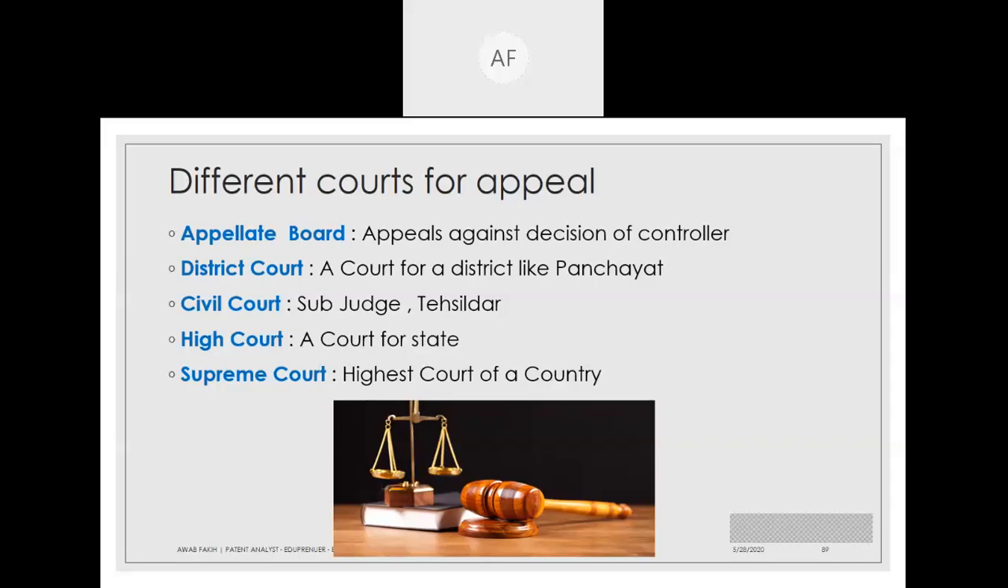You have got lots of opportunities, my dear friends, if you are not satisfied with the decision of the controller. So you have various places where you can appeal and still go for it. Those are the different forms of court which we have recently seen.